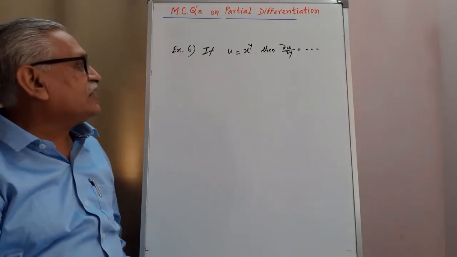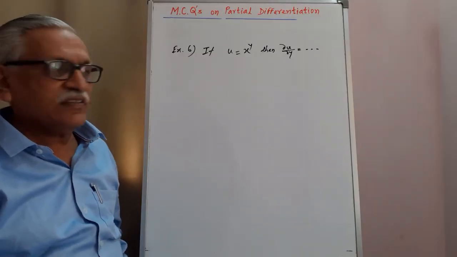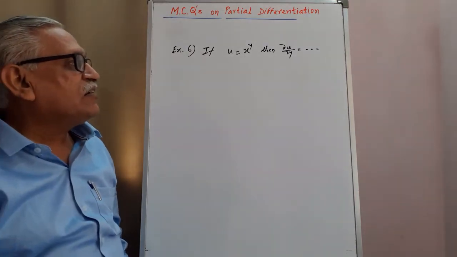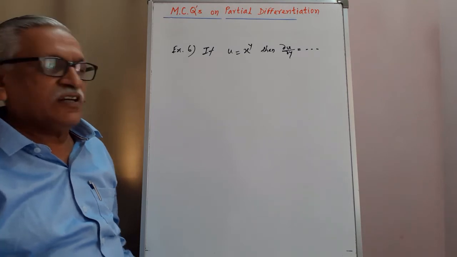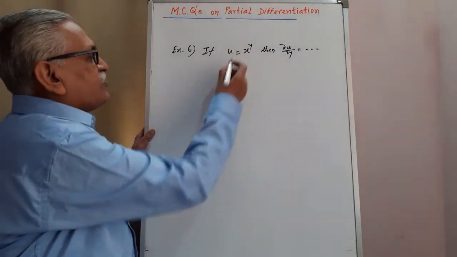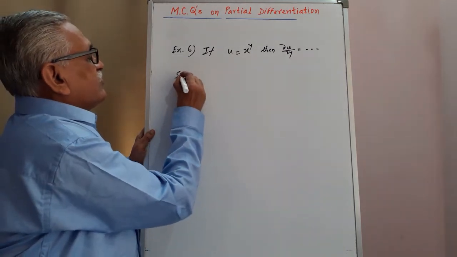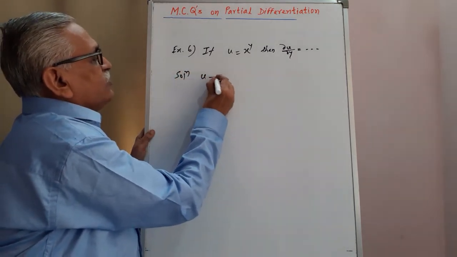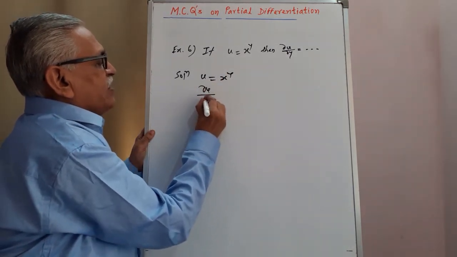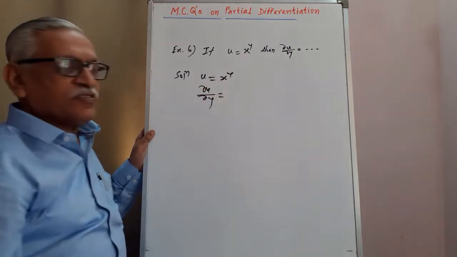Example number 6. If u is equal to x raised to y, function of two independent variables x and y, then dou u by dou y is equal to? To obtain that dou u by dou y, we have to consider x as constant. Given u is equal to x raised to y, differentiating it with respect to y, keeping x constant.